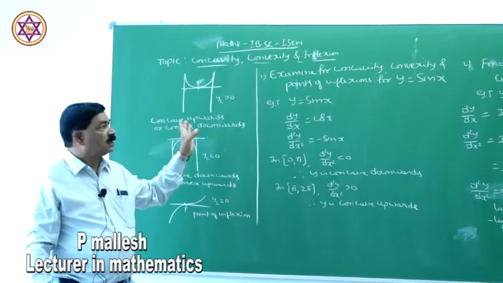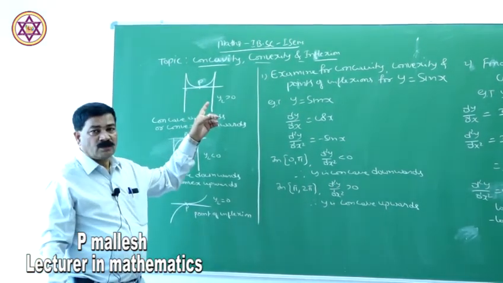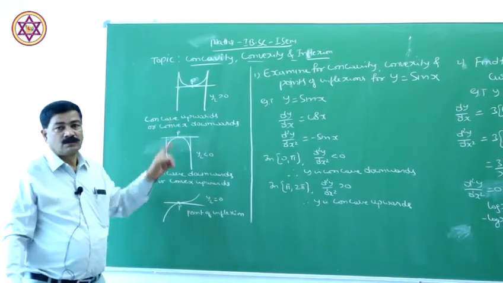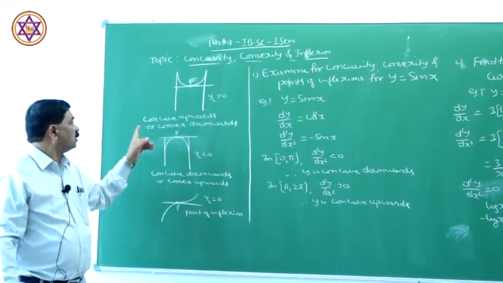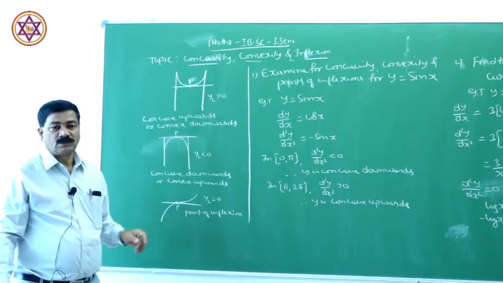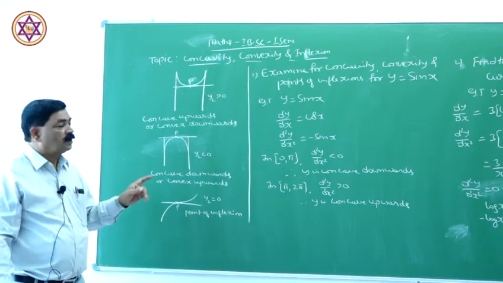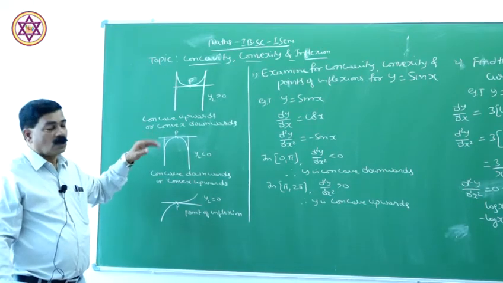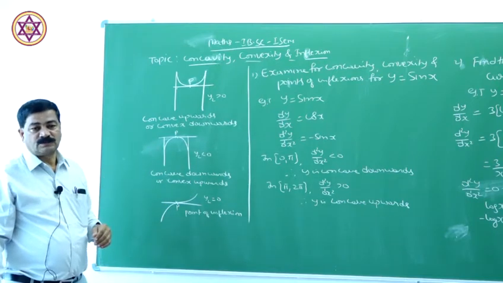Today I am going to discuss concavity, convexity and deflection. The curve is said to be concave upwards or concave downwards at a point P if in the neighborhood of P the curve lies above the tangent on both sides.